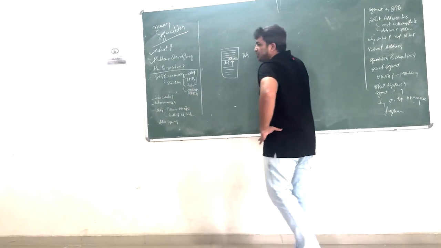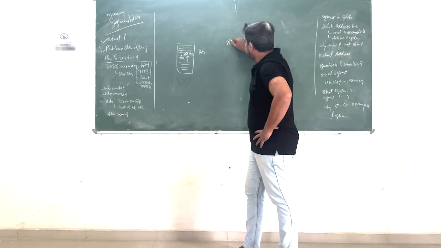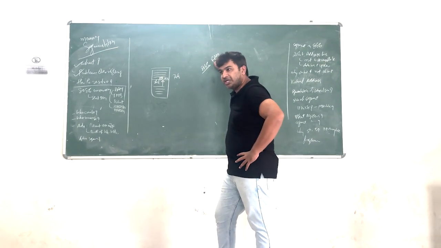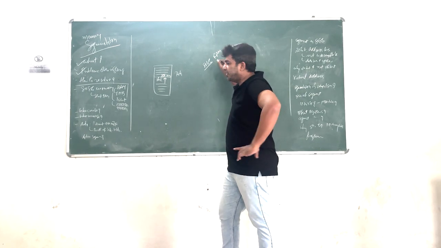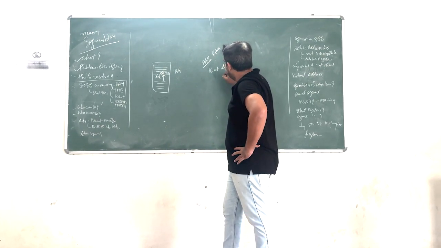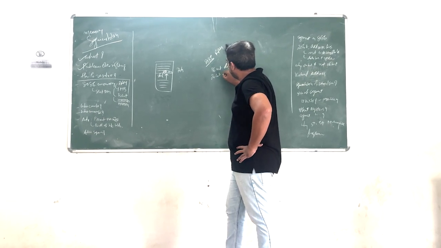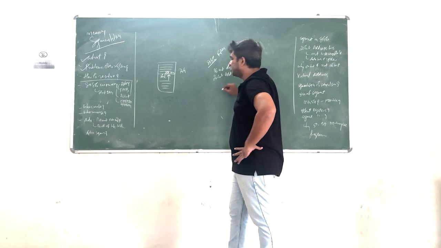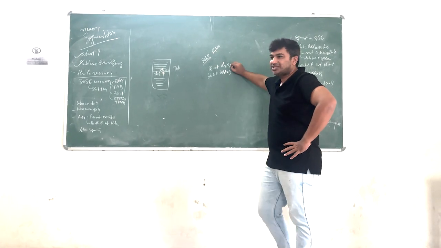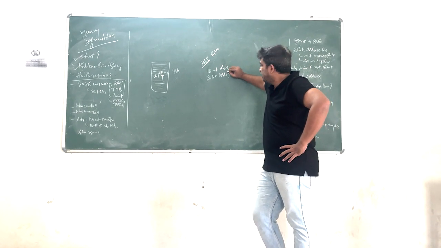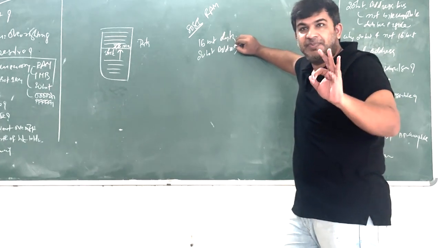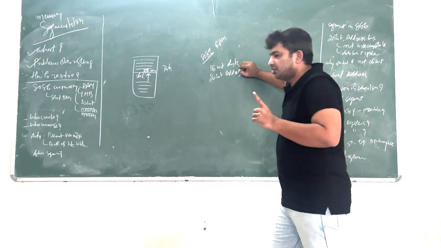As I said, in 8086, first of all, we are talking about RAM. In 8086, you are having 16 bit of data bus and you are having 20 bit of address bus. Yes, this is the truth, so you need to accept it. In 8086, your data bus size is 16 bit. Your address bus size is 20 bit. Keep in mind.